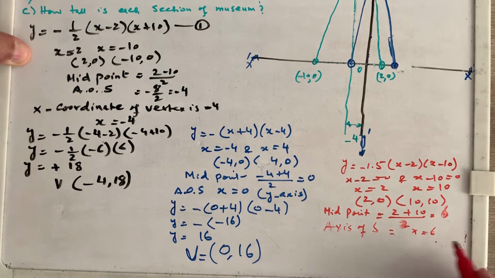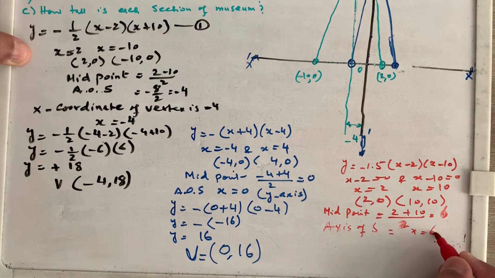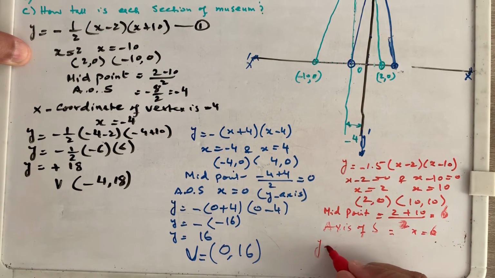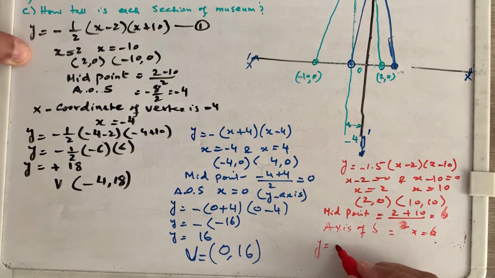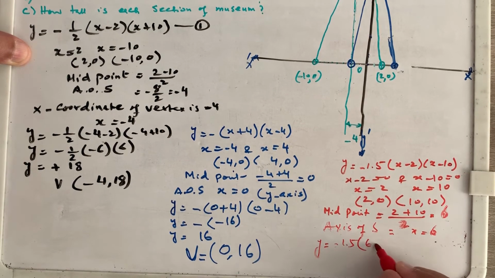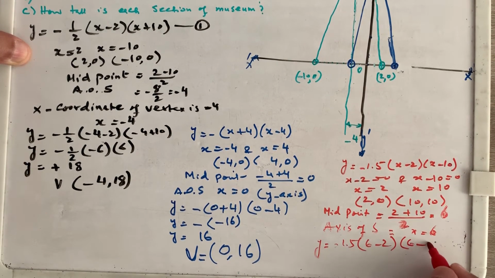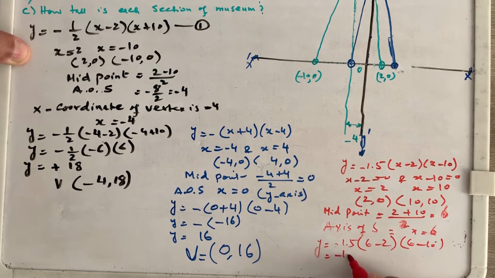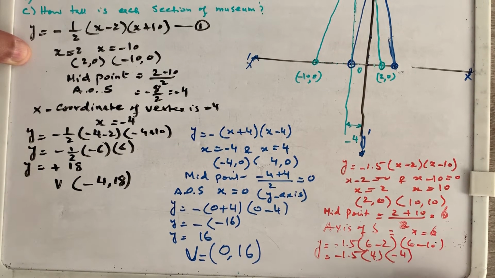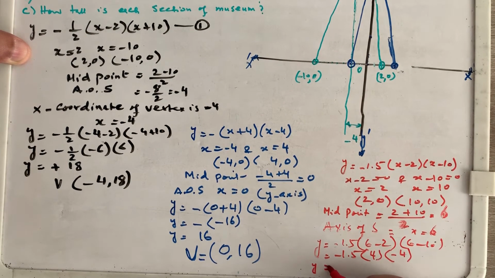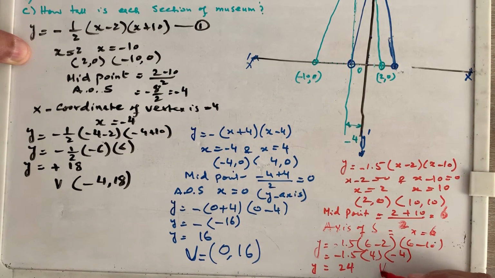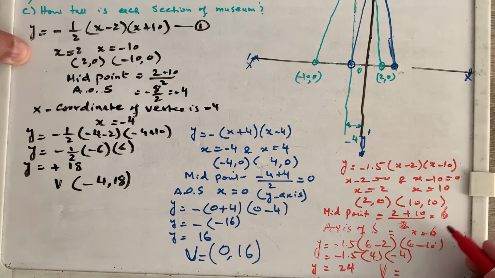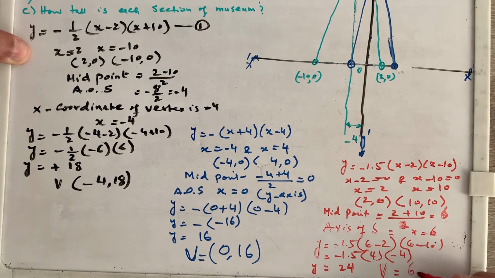Now I have to find the y coordinate. This is my x coordinate of the vertex as well. So how to find the y coordinate? Substitute back into the equation. So I have minus 1.5 times (6 minus 2)(6 minus 10). 6 minus 2 is 4, 6 minus 10 is minus 4. And when we multiply it together, I get y equals 24. So what is my vertex? My vertex x coordinate is 6 and y coordinate is 24.